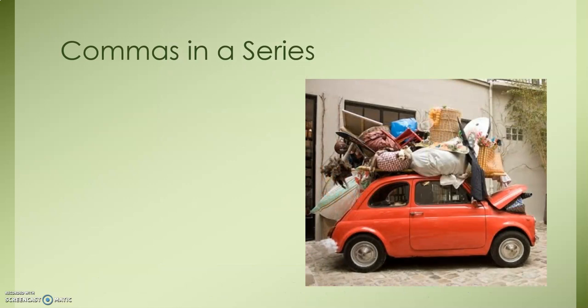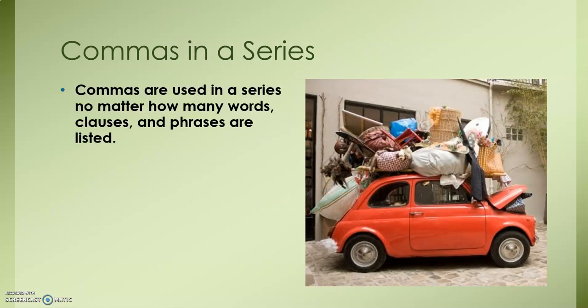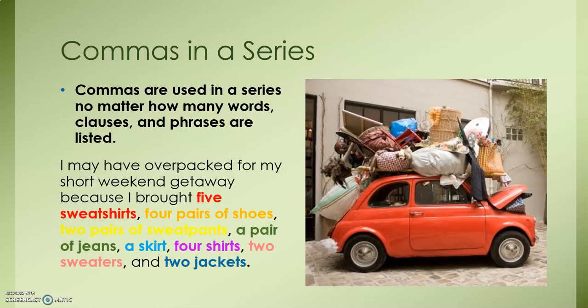So far, we've looked at commas in a series of 3, but commas are used in a series no matter how many words, clauses, or phrases are listed. Here we have an example of many different items listed for things that I personally would probably overpack if I were going for a small weekend getaway. Right now, I'd like you to pause this video and do 2 things. First, read the sentence pausing in each comma, noting how it differentiates each item. Then I challenge you to read the sentence without pausing at the commas as though they weren't there, and see how quickly you run out of breath.